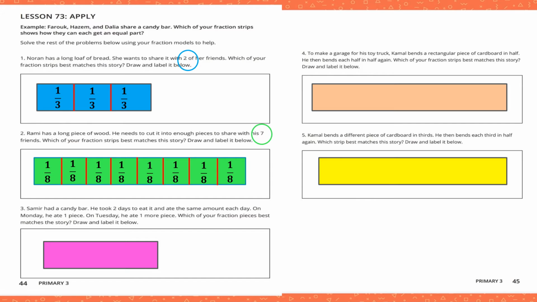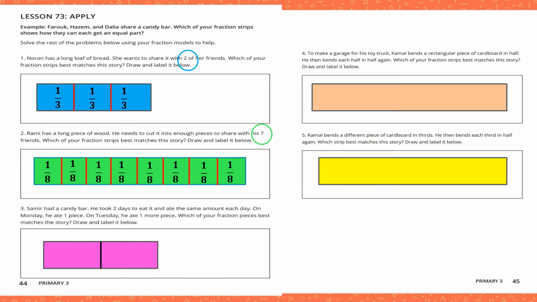Samir had a candy bar. He took 2 days to eat it and ate the same amount each day. So he cut it into 2 parts and each day he ate the same amount. Monday he ate 1 piece. On Tuesday he ate 1 more piece. Which of your fraction pieces best match?